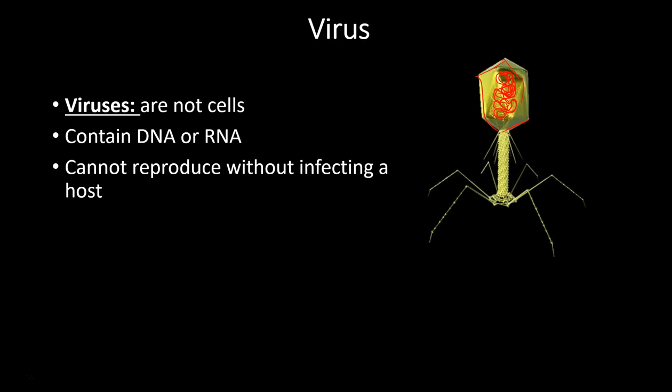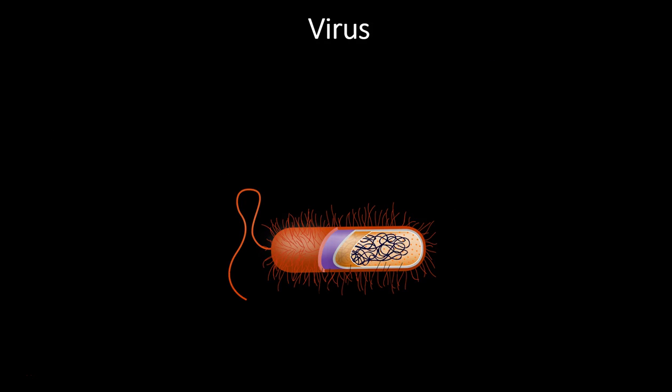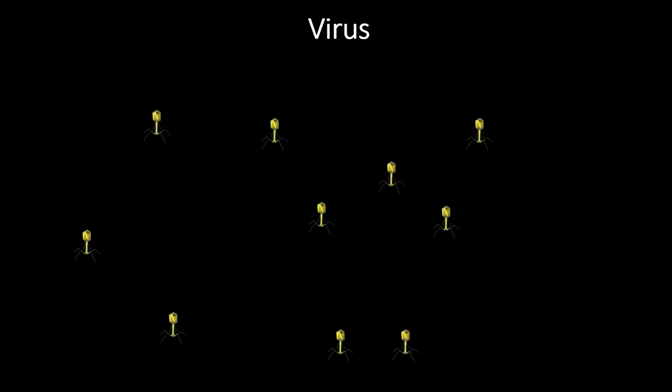Next, we talked about viruses, which are not a cell. They have either DNA or RNA inside of a protein coat. Viruses cannot replicate on their own. They have to infect a host. Once they infect the host, they use the machinery, the organelles inside of that host, and make more copies of themselves until finally they break out and infect more cells.